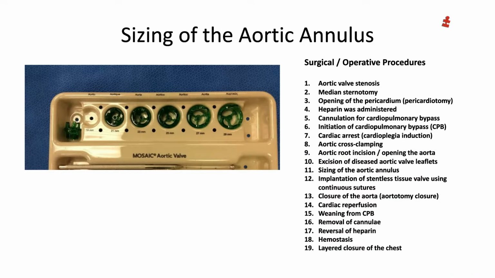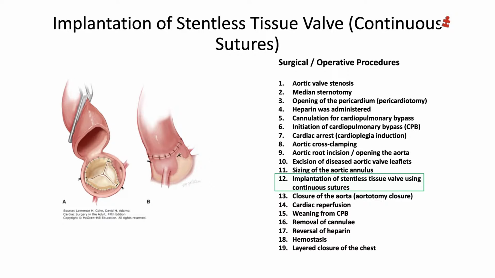Next, after they excise the valve, they need to size the aortic annulus. So basically they have to size it up to make sure that the prosthesis fits, right? We're not going to code for that. It should be bundled in the code. It should be, right? And then after they size it up, it's time to do the implantation.